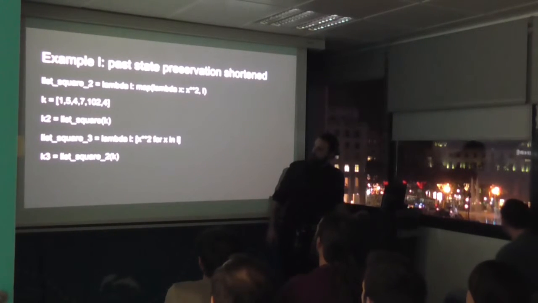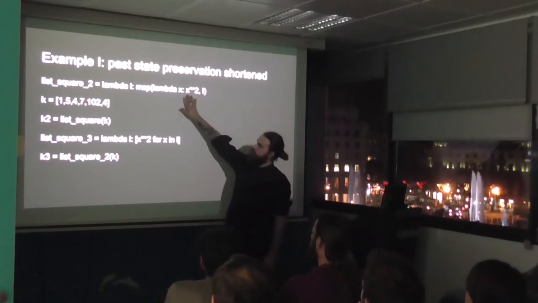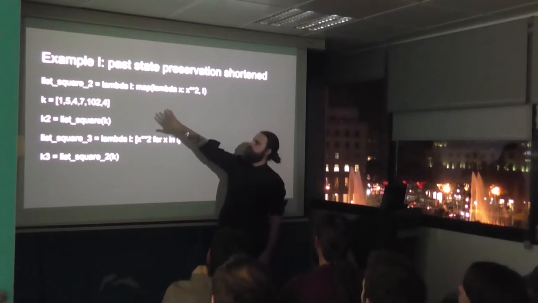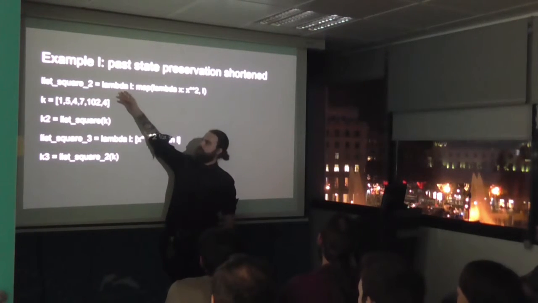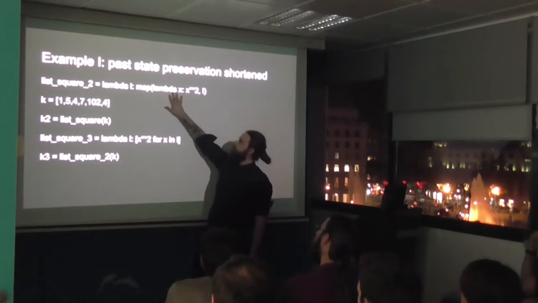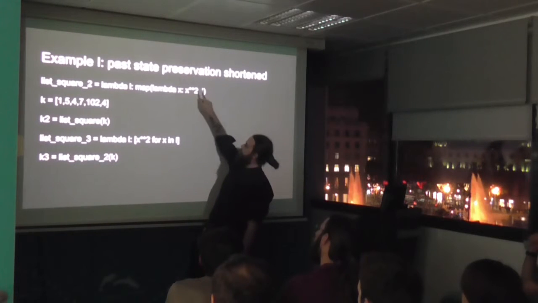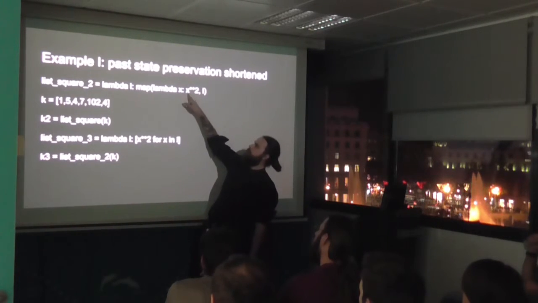That's one way to do it. Actually, 2 ways. The first function uses 2 lambdas. This lambda, you can replace with a regular def. But the point here is that we are going to take a list, and we are going to apply to each element of the list x squared.